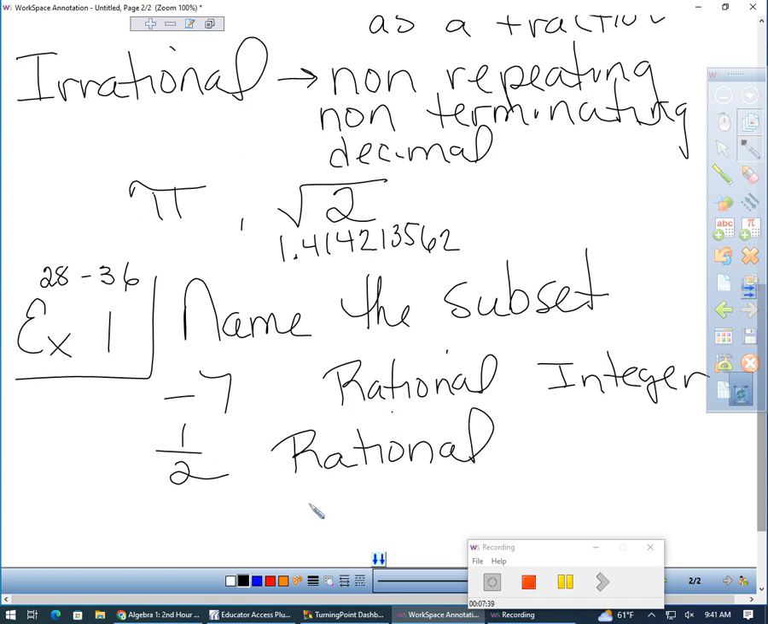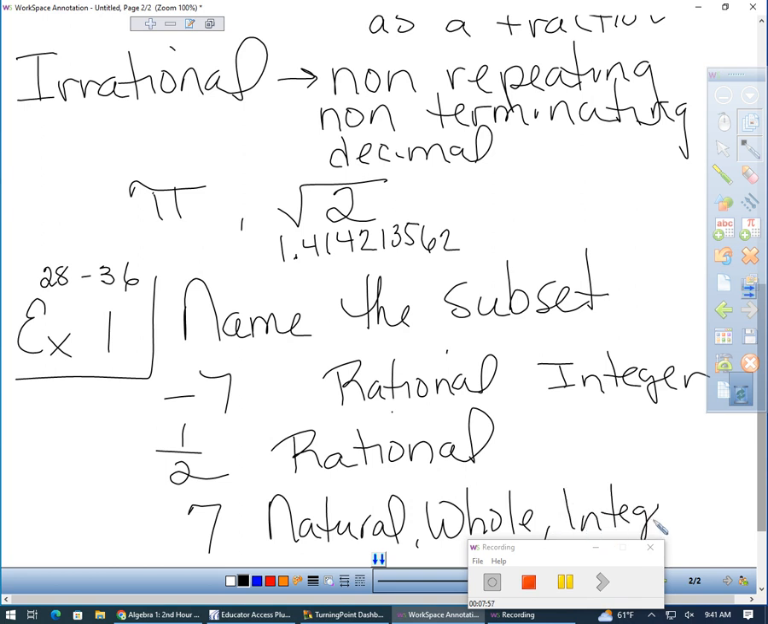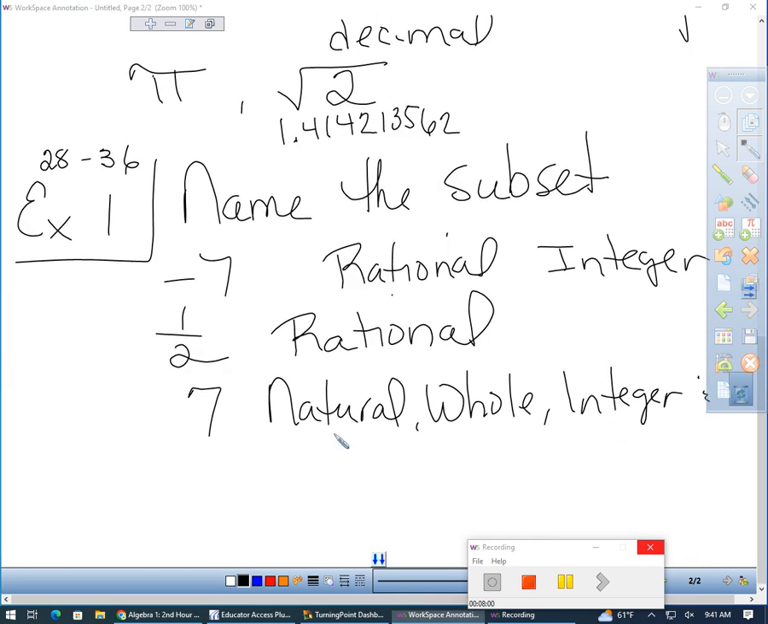What if I just said 7? What is 7? All of them. It is natural, whole, integer, and move that up just a little bit, rational. Okay? So your first few problems, that's all you have to do. Any questions?